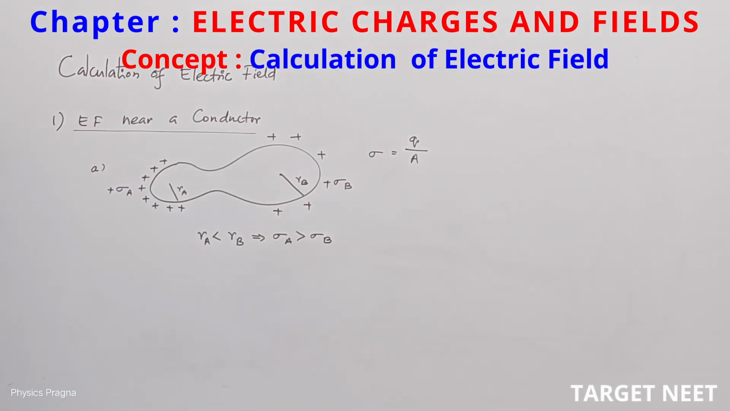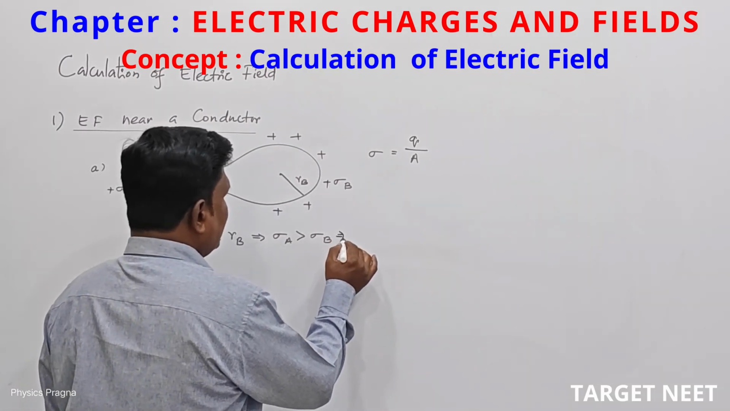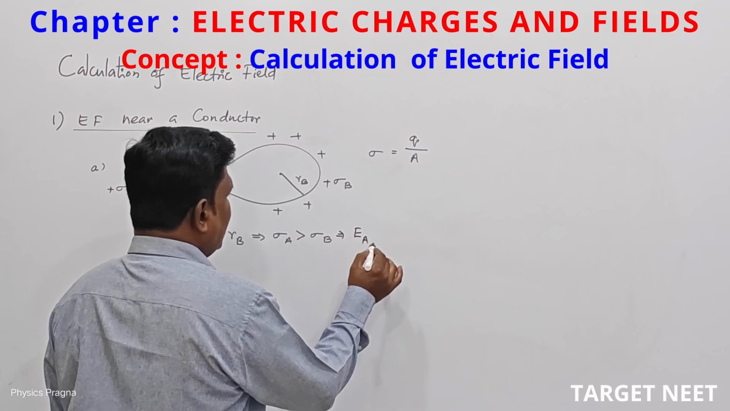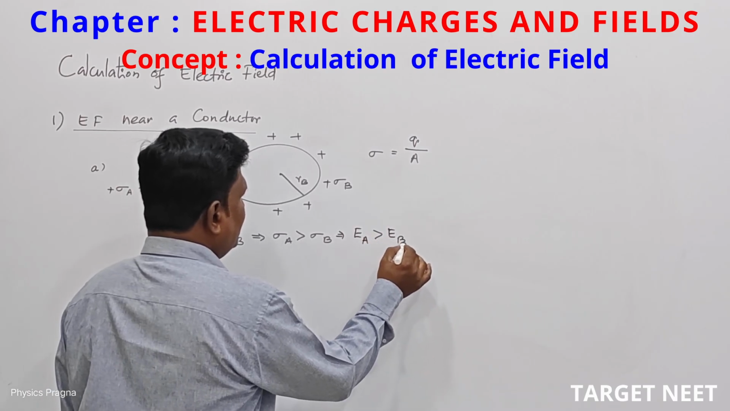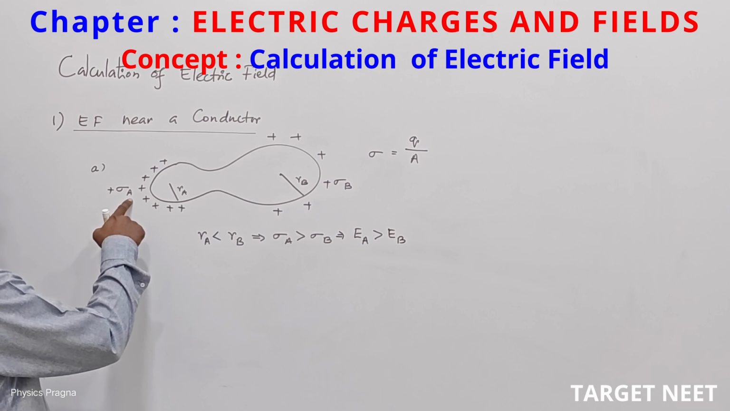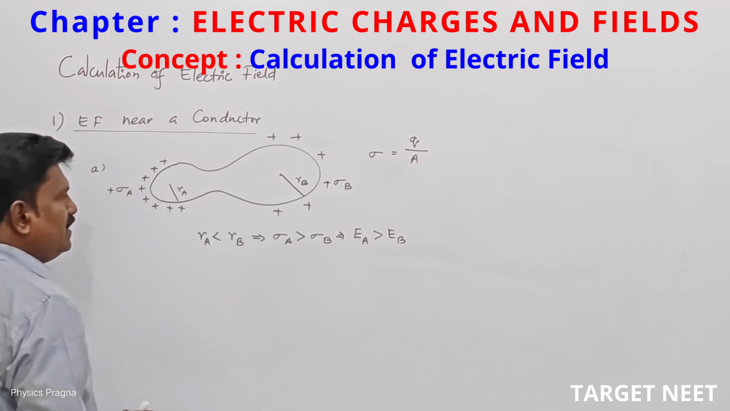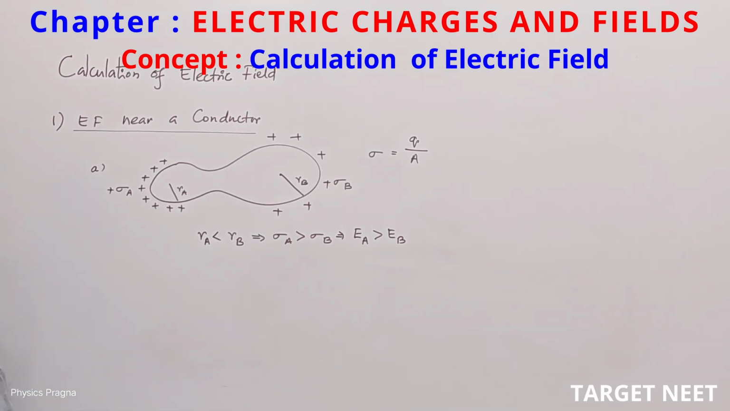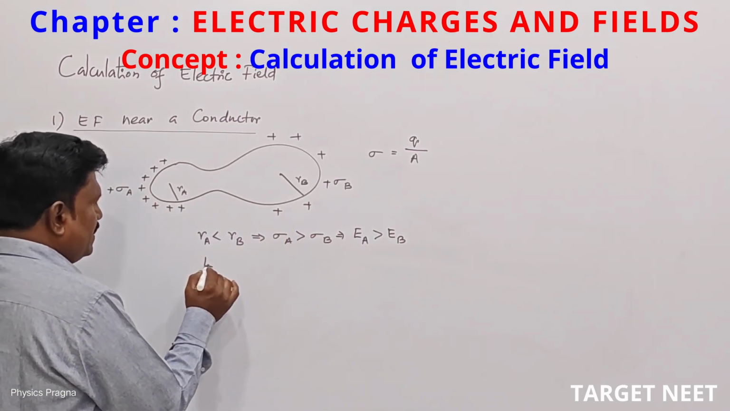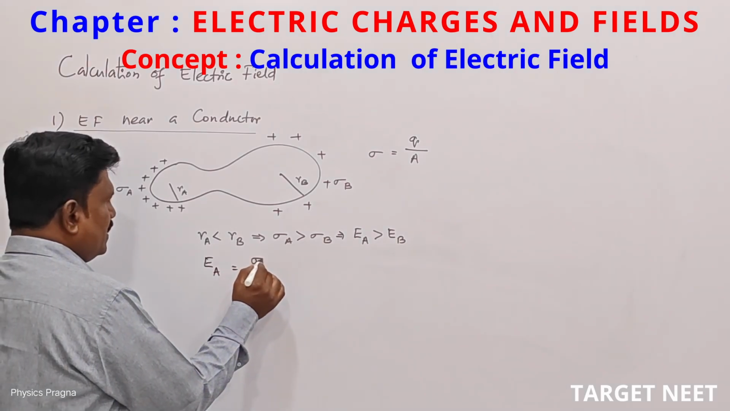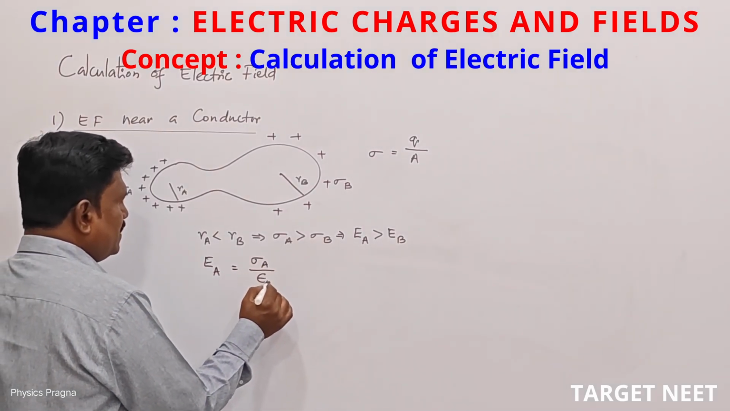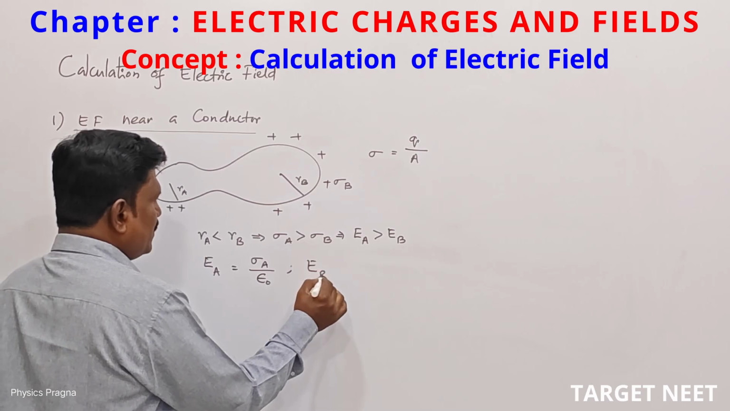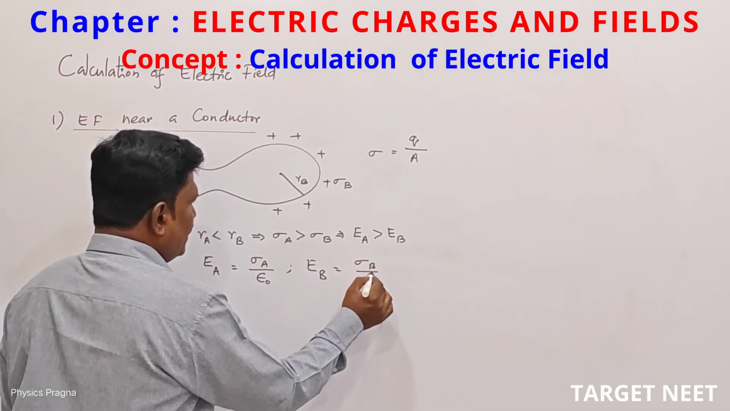If more charge is accumulated in a place, the electric field strength, the intensity of electric field, is more. So that implies electric field at A is greater than electric field at B. Why? Less charges are there, so electric field intensity is less. What is the formula for EA? EA is equal to sigma A by epsilon naught and EB is equal to sigma B by epsilon naught.